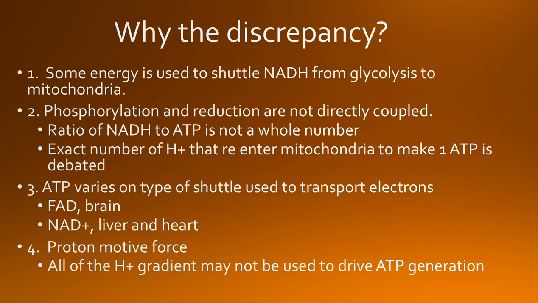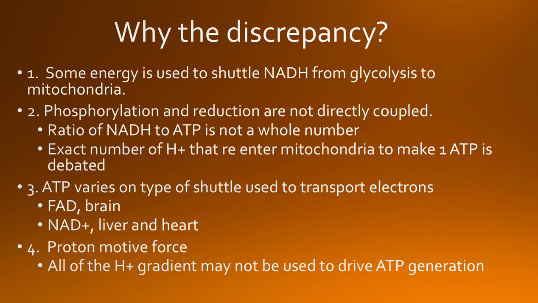Reason number 3. Different types of tissue have different inputs to the electron transport chain. Therefore, we're going to get some different outputs. We know that if we're using NAD plus, we're going to get 3 ATP. If we use FAD, we only get 2 ATP. Different tissues have different concentrations of these coenzymes.